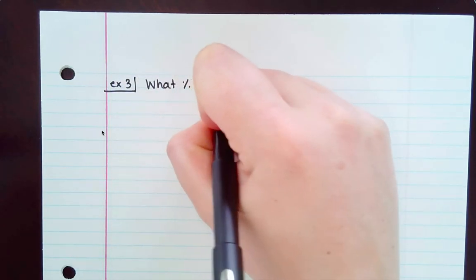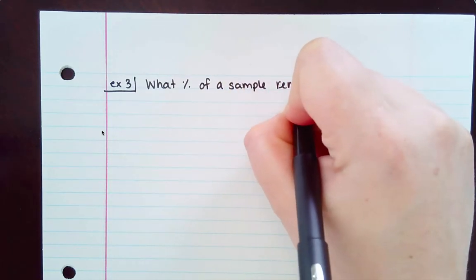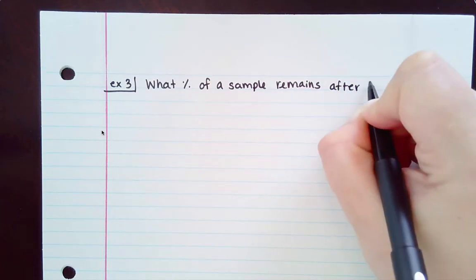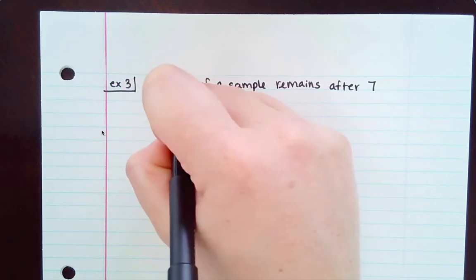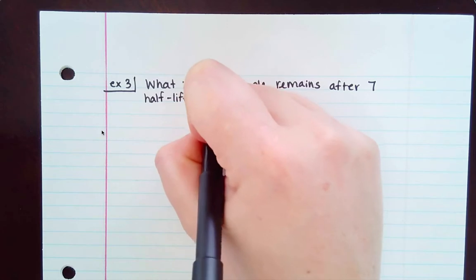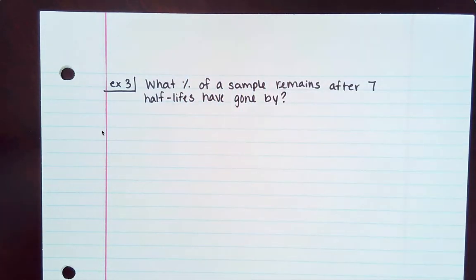Example 3. What percent of a sample remains after 7 half-lives have gone by? Well, this one's kind of different.